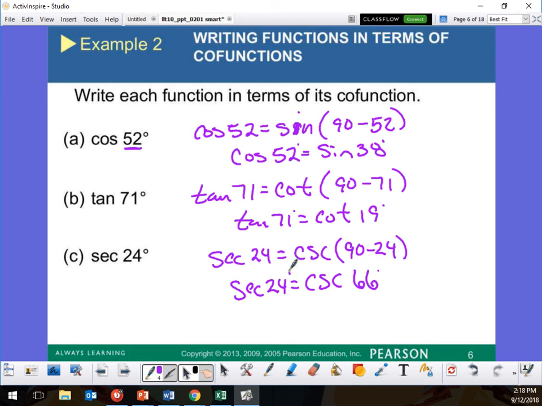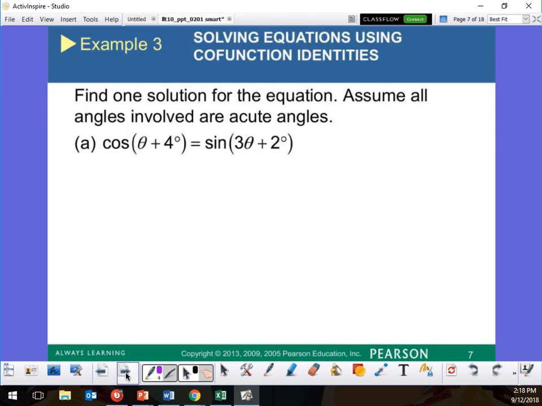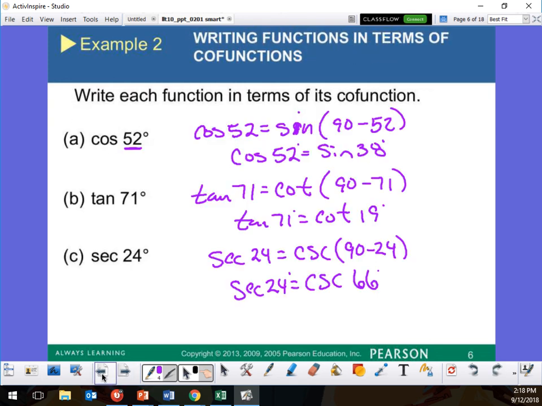Does that make sense? Is that pretty easy there? Yeah, pretty. All right, now let's get to the hard stuff. Just kidding. Yeah. I'll save that for tomorrow.